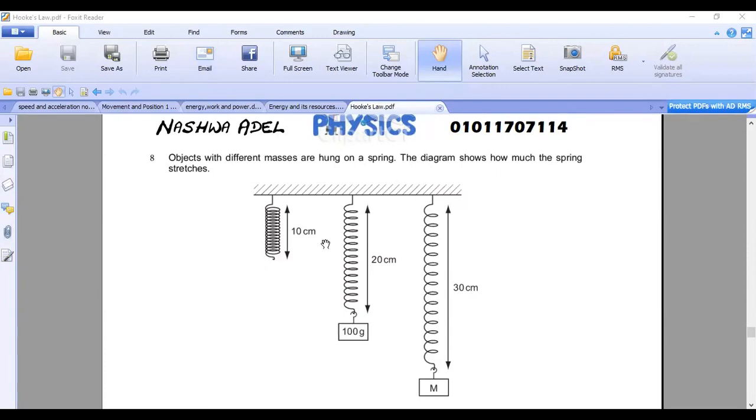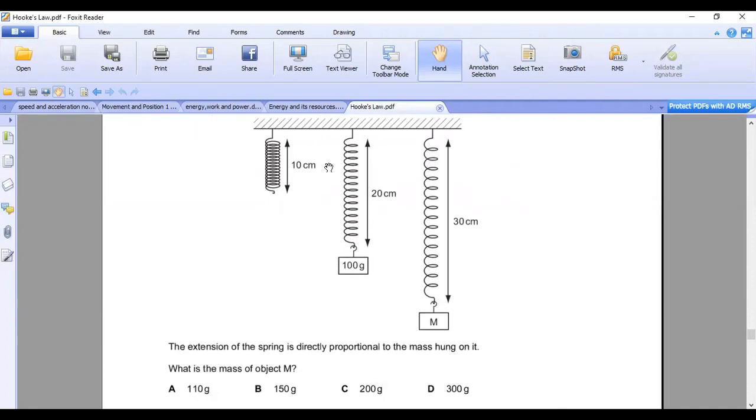Objects with different masses are hung on a spring. The diagram shows how much the spring stretches. As you see here in the diagram, this is the original length. This is N. And here we add the weight of 100 grams, so the length becomes 20 centimeters. And we hang a mass M, so the length becomes 30 centimeters. What is the value of M?